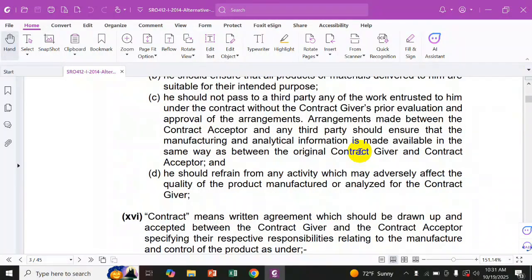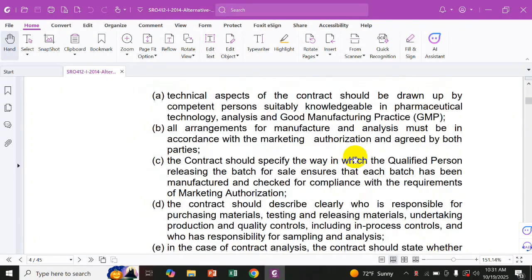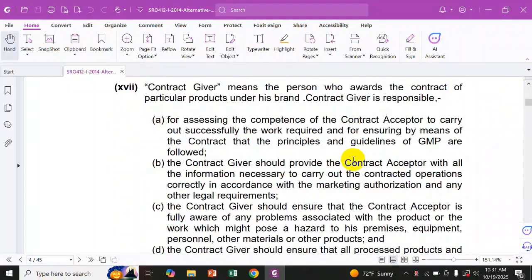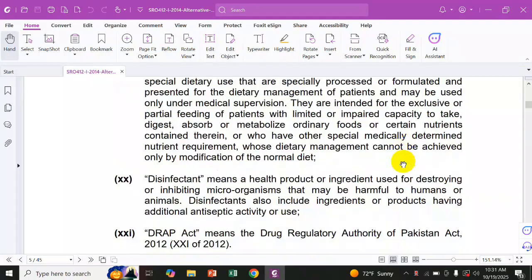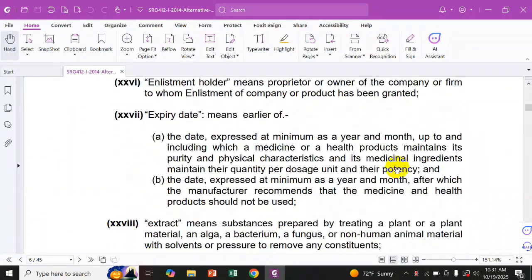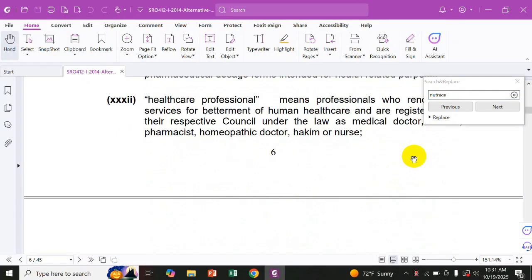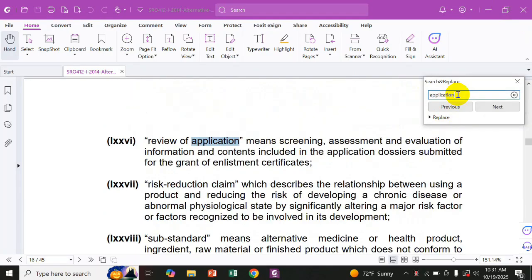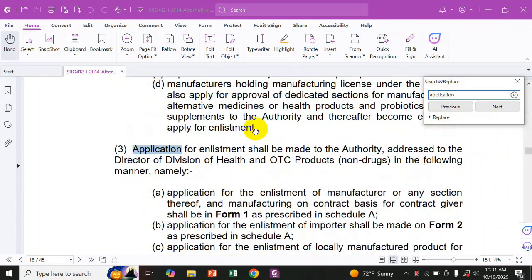Next, we search for the application forms and the application process which is adopted for the registration of a nutraceutical product. So here we search for application of nutraceutical. Okay, by searching this, we got this point.